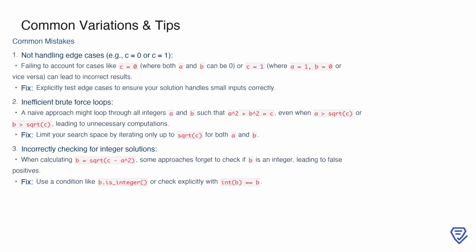For example, when calculating b equals sqrt(c - a squared), it's essential to verify whether b is an integer. Failure to do so could lead to false positives. You can fix this by using a condition like b.is_integer(), or explicitly checking if int(b) equals b.